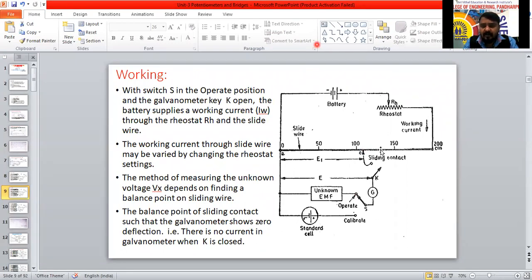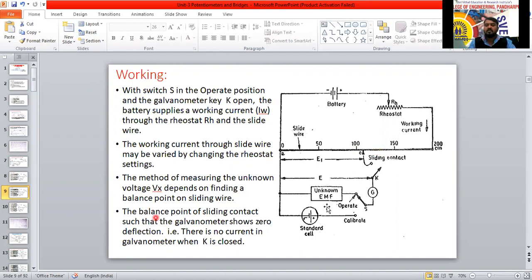We have already seen in the practical, by varying this one, see here. The method of measuring the unknown voltage Vx depends on finding a balance point on a sliding wire. Which is the balance point here? Based on the standard value, we are going to identify it here.